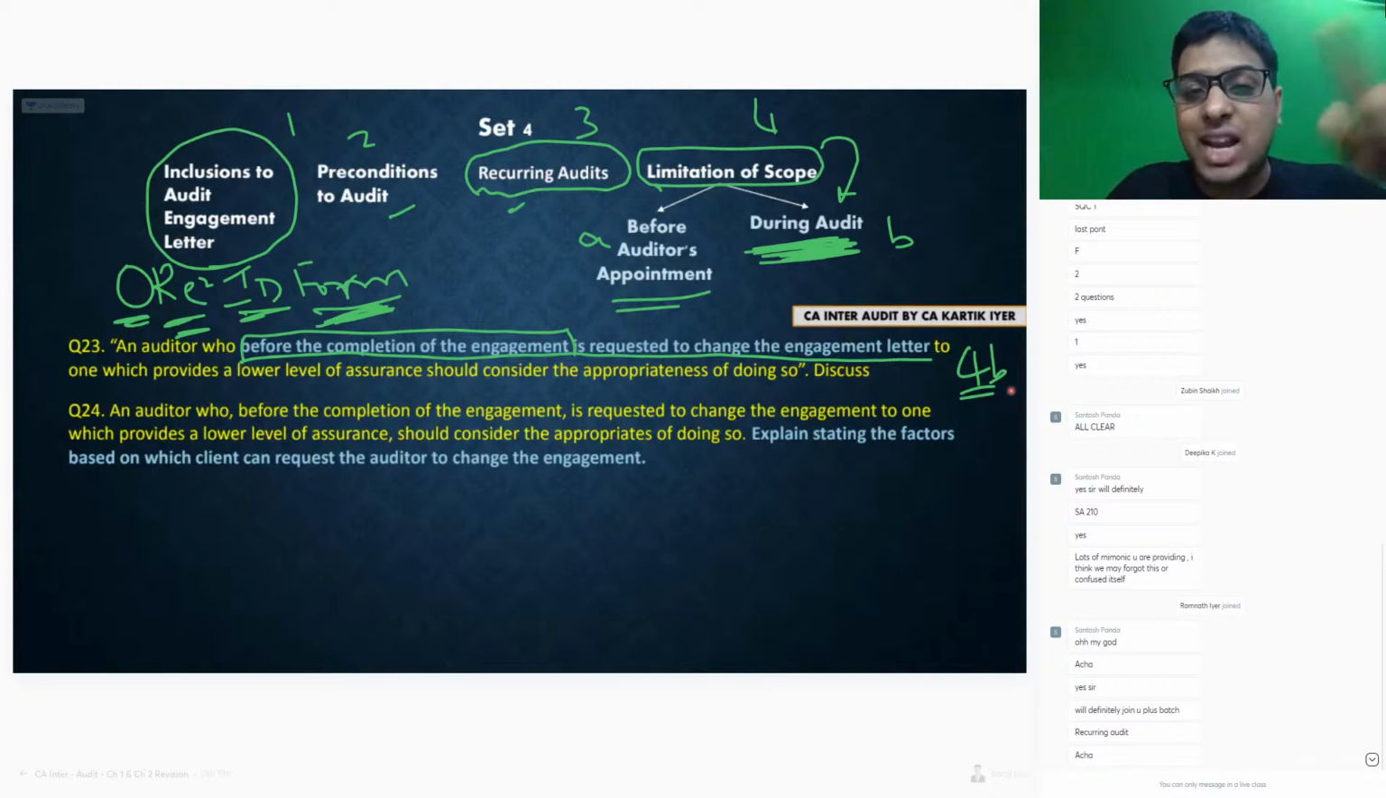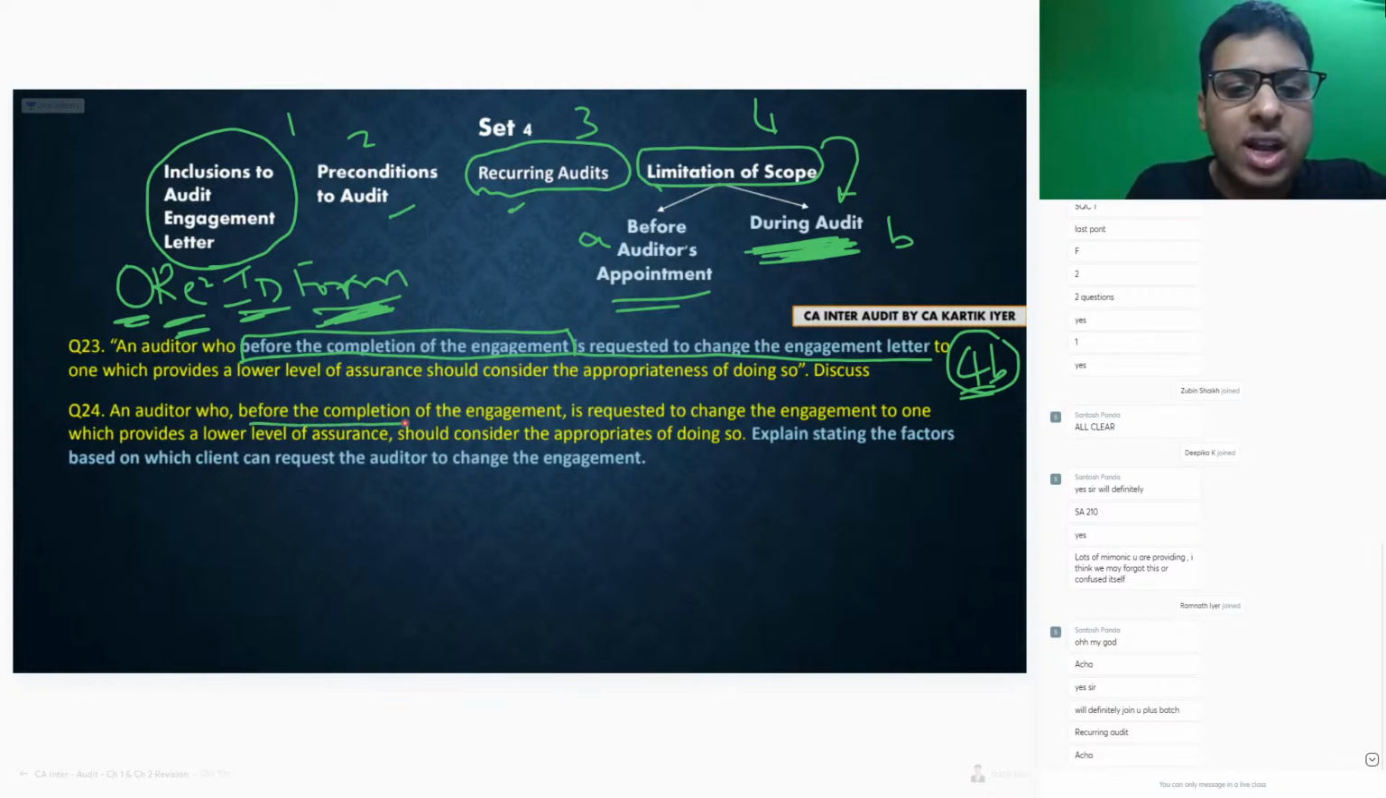The management is telling the auditor, boss, please change the engagement letter. We cannot continue with this. So the auditor, if he is not interested, then the auditor will say that, see, I cannot change this, and that answer is 4B. Simple. See the next one.